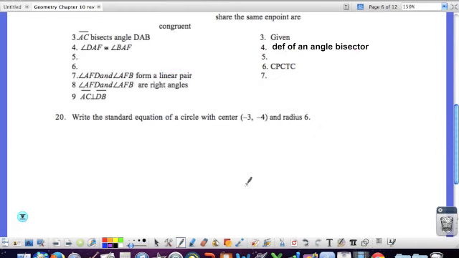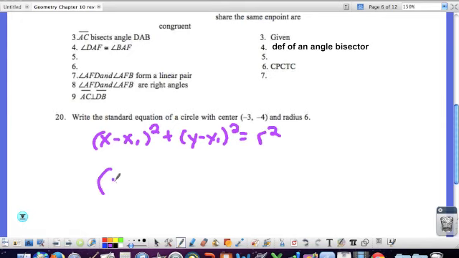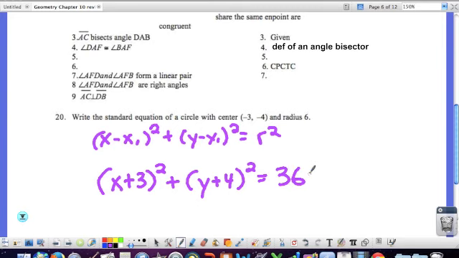Number 20, write a standard equation of a circle. So we have to remember the default: x minus x1, quantity squared, plus quantity y minus y1, quantity squared equals radius squared. So x minus -3 is x plus 3 squared, plus y minus -4 is y plus 4 squared. The radius is 6, so that equals 36. And that is your equation in standard form.